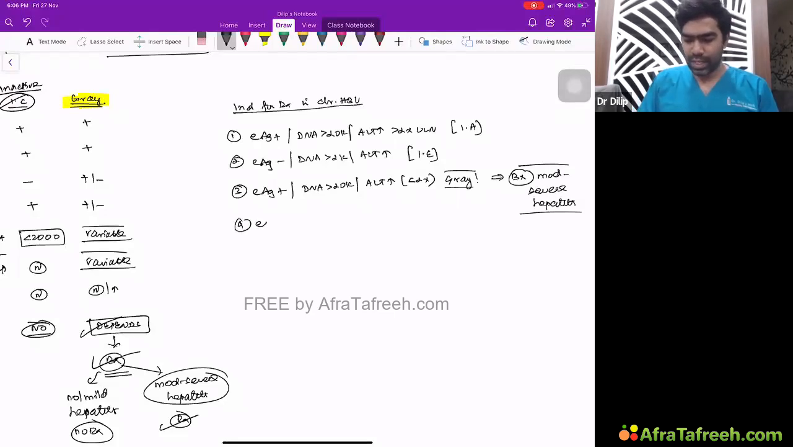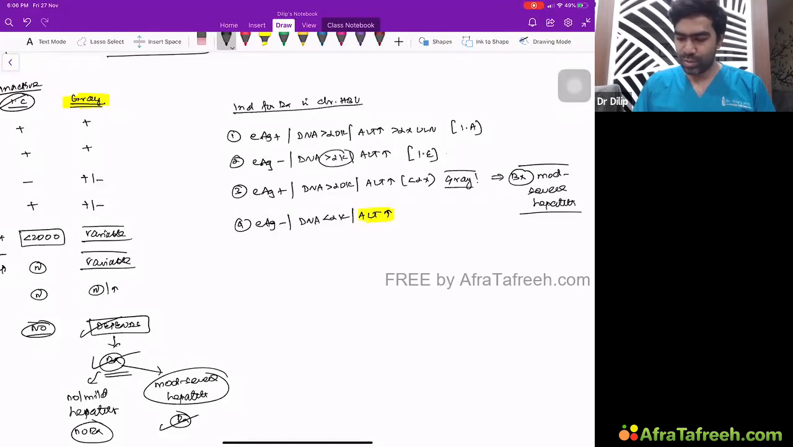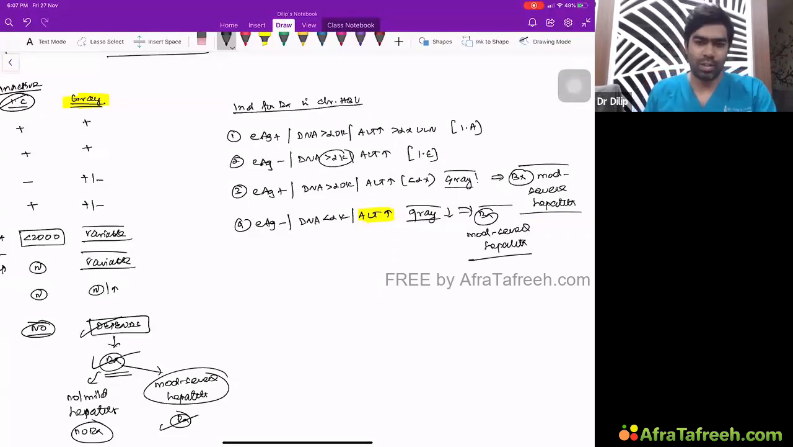Number 4, if E antigen is negative, DNA is less than 2000, which means DNA is not replicating, but still ALT is elevated, which means we don't know the reason for elevation of ALT here. If DNA is more than 2000 it becomes an indication for treatment, but here the DNA is less than 2000. So once again, this becomes a gray area, so I need to do a biopsy. If the biopsy shows moderate to severe hepatitis, then it becomes an indication for treatment. So these are the 4 classic indications for treatment in chronic hepatitis B virus.